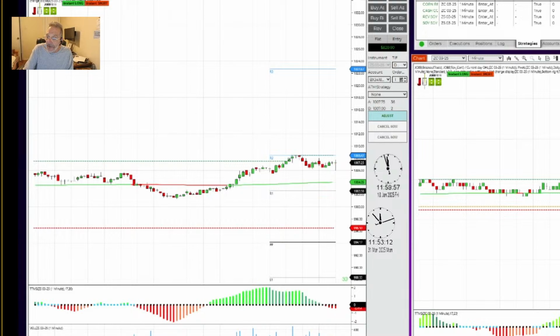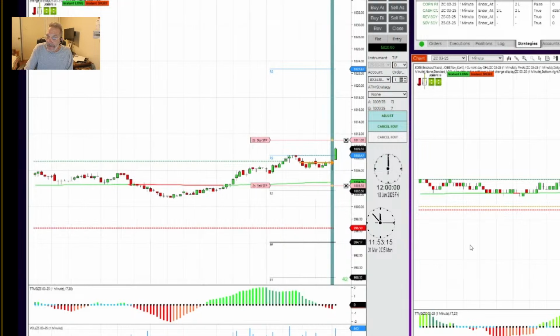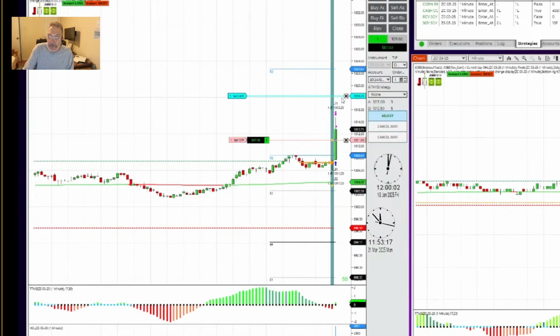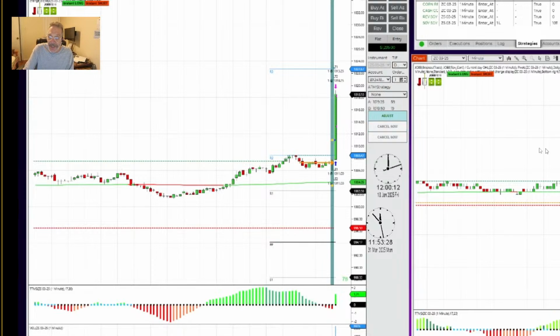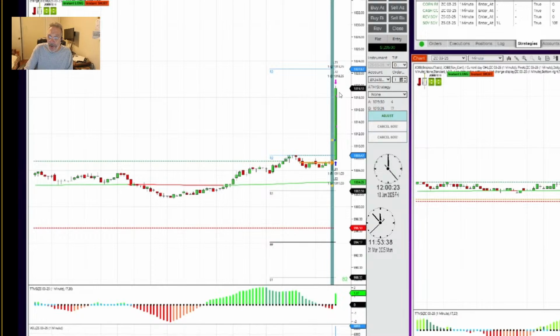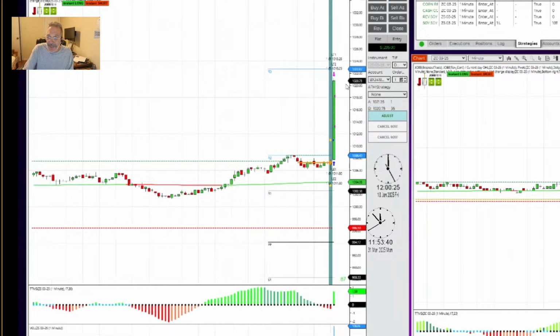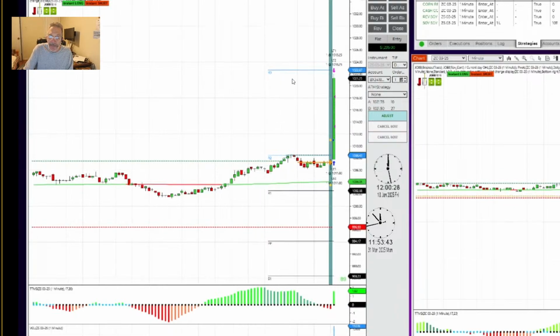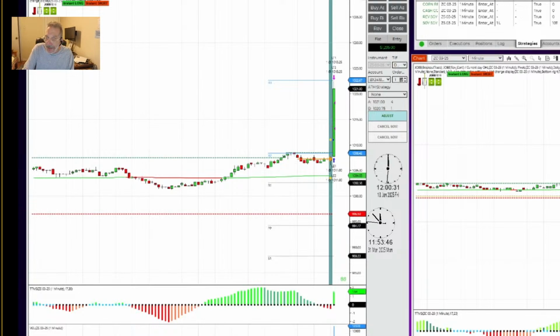Soybeans on the left, corn on the right. Soybeans popped up. Both instruments hit target 1. Corn looked like it hit target 2. It had a nice move, as did soybeans. So you have a pretty good exploding candle. That's probably R3, might be a possible reversal. Sometimes you just get such a big burst.